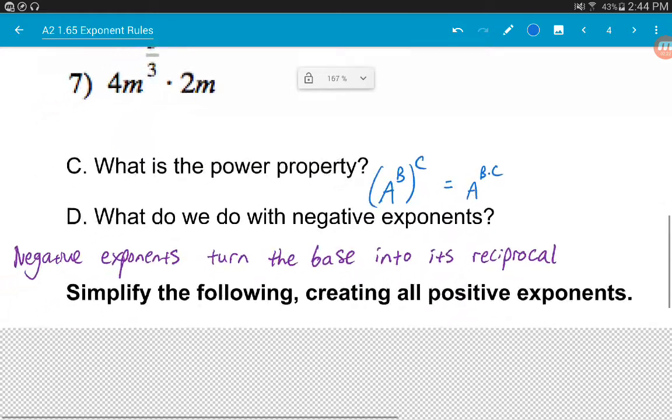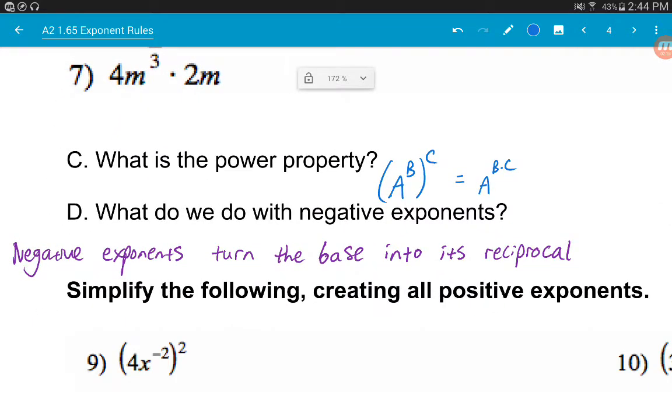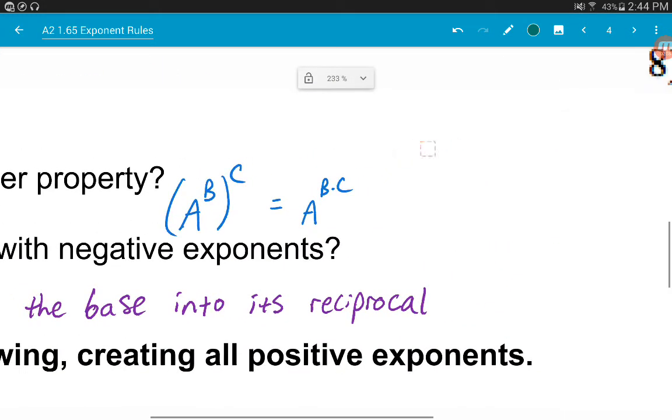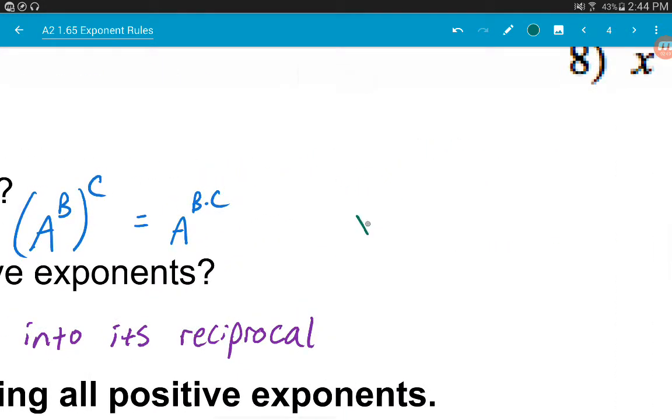Now the power property says that if you raise something to two different exponents, exponent here, another exponent here, what we're doing is we are multiplying those exponents together. So I'll give you a quick, easy example of that. If I had x squared to the 5th power, well, it's an exponent and another exponent, so this is going to be 5 times 2. This is going to be x to the 10th.